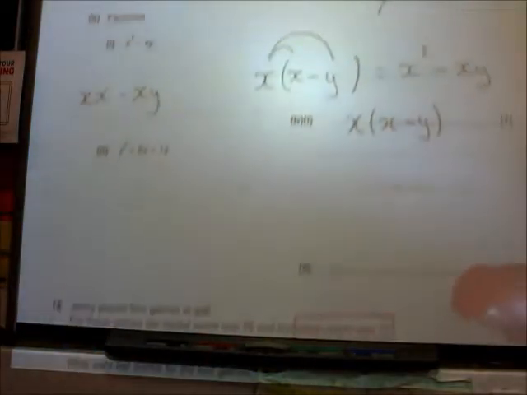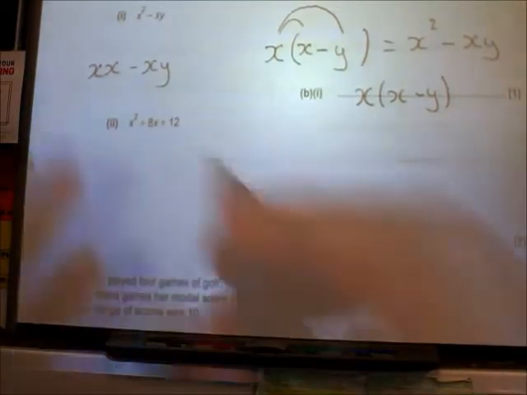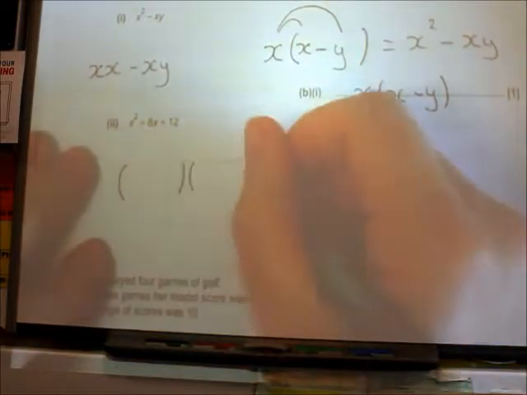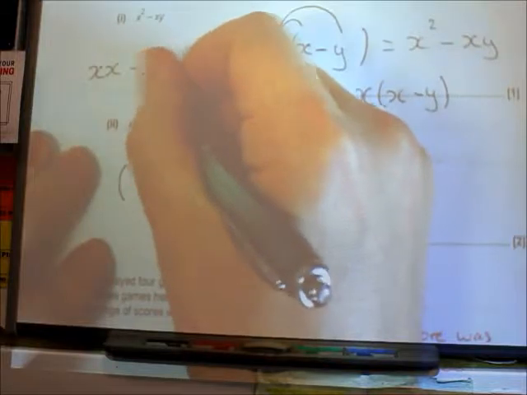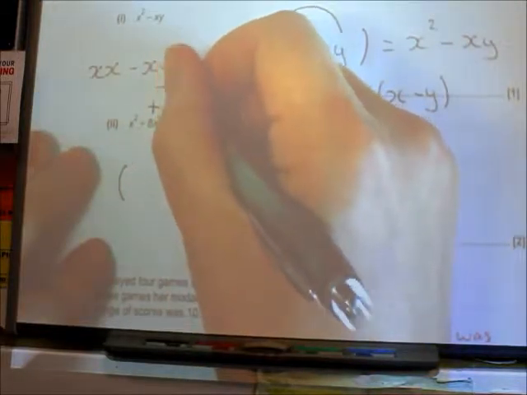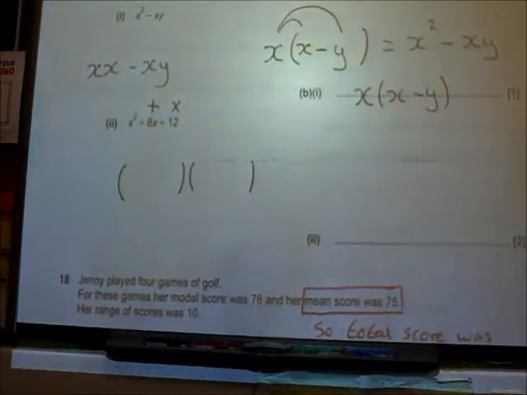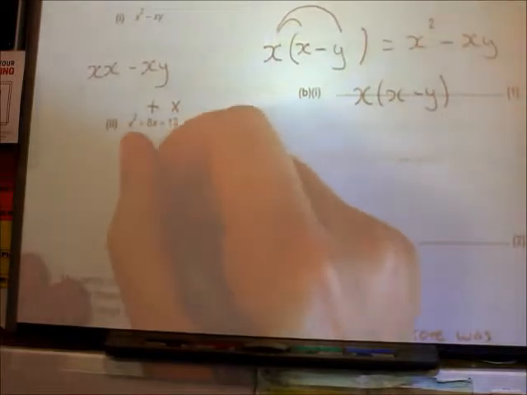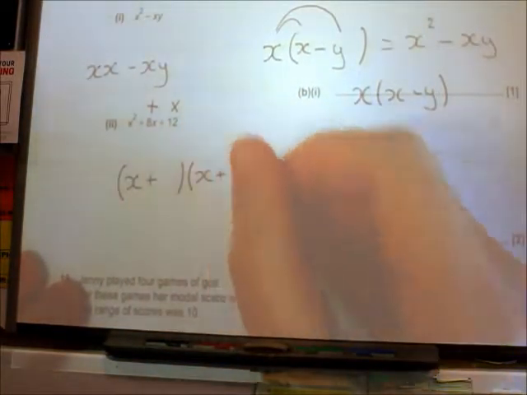17b part 2, factorise it. It's a quadratic, so we're going to have to put it into double brackets, this one. I'm hoping you've had some practice of these. The thing to remember is you need two numbers that add up to make 8 but multiply to make 12. This one is a fairly simple one, I'll be honest with you. So they're both positive, so we're going to put in x and x, and we're going to put in plus and plus because they're both positives.